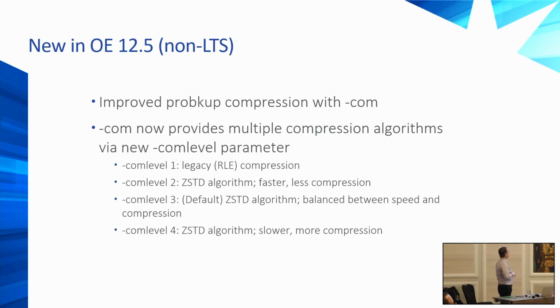There are a few tweaks you can make to this new parameter called -comlevel. It's got levels 1 through 4. 1 is the old algorithm, 3 is the new default, sort of a balance between speed and compression ratio. And it's going to give you some improvements.